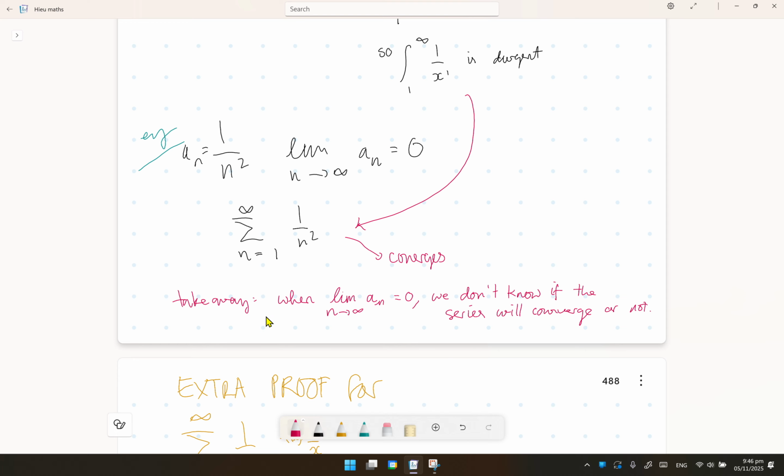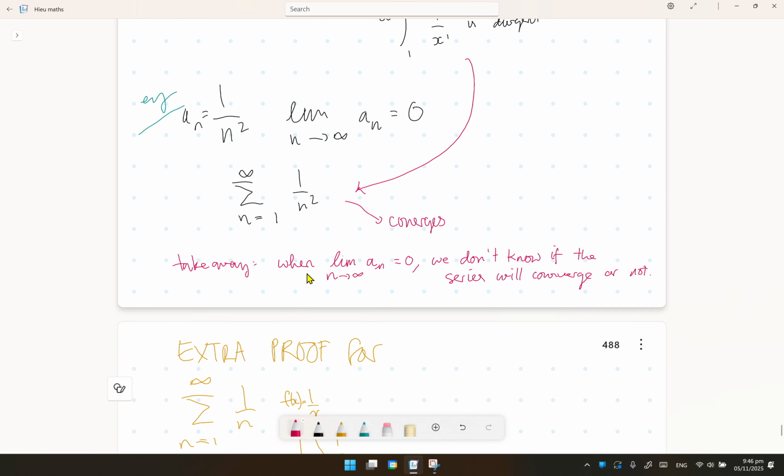So, again, the takeaway, just to reiterate this, because apparently it's a very common mistake, is that when the limit of the sequence, the final term of the sequence at infinity, is equal to 0, we do not know whether the series will converge or not. So that's why you have to use alternate ways.